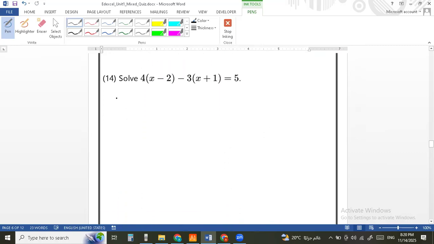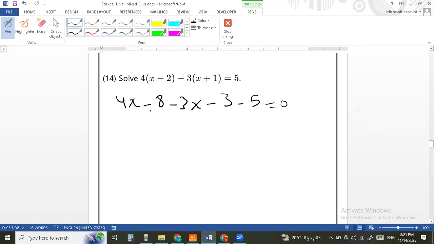Solve. 4 times x is 4x. 4 times negative 2 is negative 8. Negative 3 times x is negative 3x. Negative 3 times positive 1 is negative 3. Equals 5. Get it to the other side. Minus 5. Or actually, we're going to get the numbers to the other side.